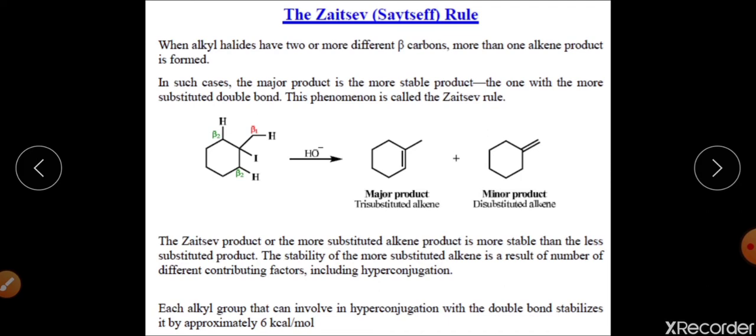The minor product will be the least substituted alkene. So this is the orientation of the elimination reaction. The first rule that I was telling you about, called Saytzeff's rule, governs the orientation of the elimination reaction.